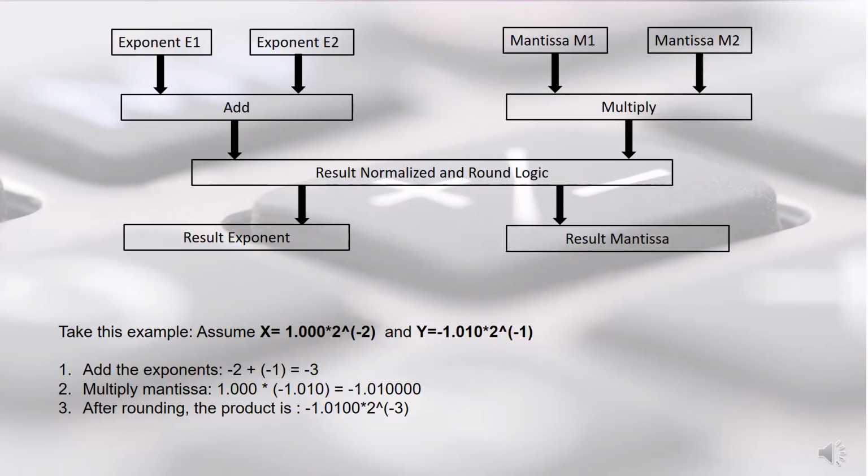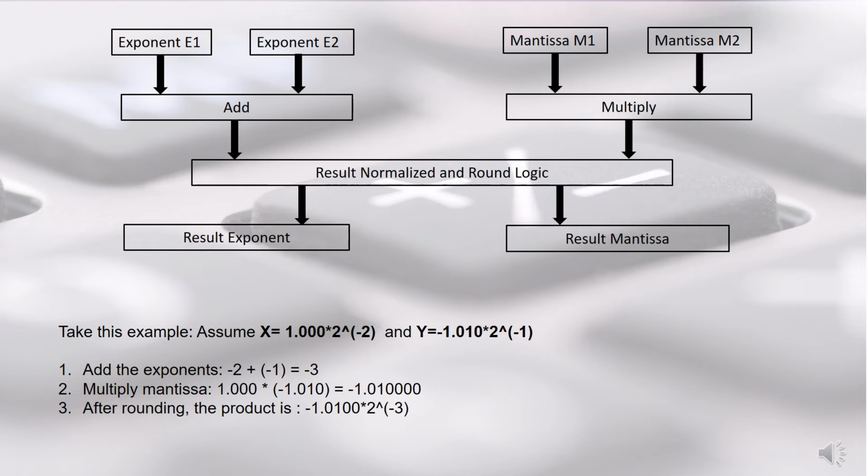So in this slide, there is a schematic diagram that sums up all the steps of the floating point multiplication in a summarized manner. Let's take this example whereby x is equal to 1.000 times 2 to the minus 2 and y is equal to minus 1.010 times 2 to the minus 1. So to start with, e1 is equal to minus 2, e2 is equal to minus 1. So when we add up the exponents, we end up with an exponent of minus 3.